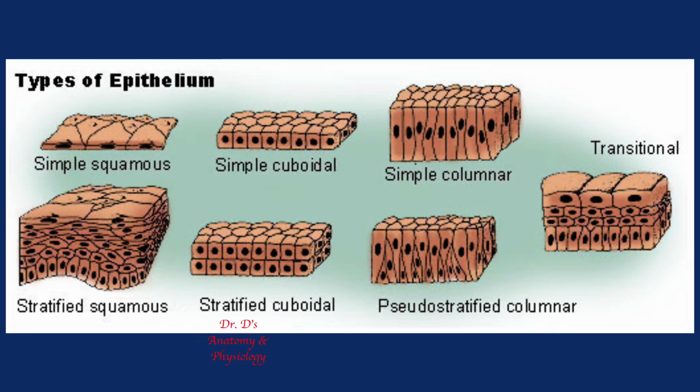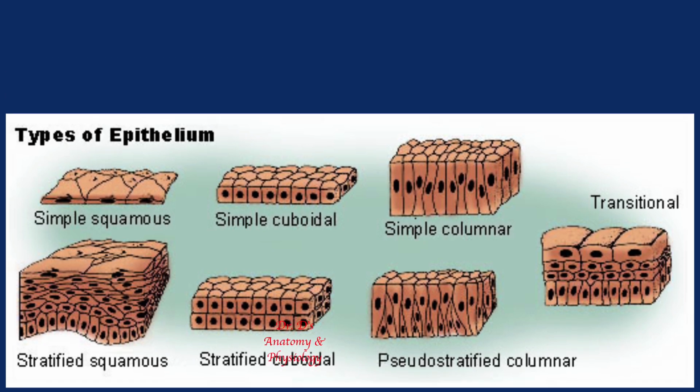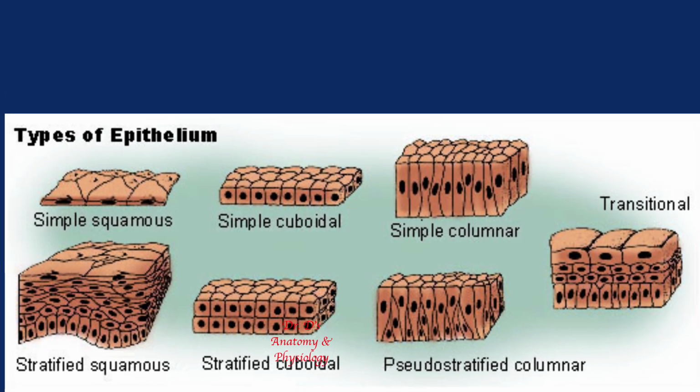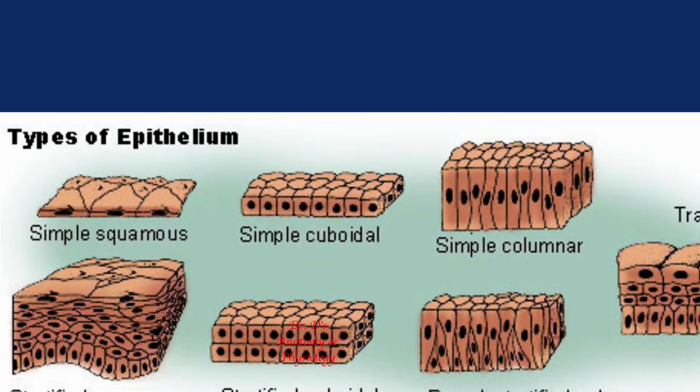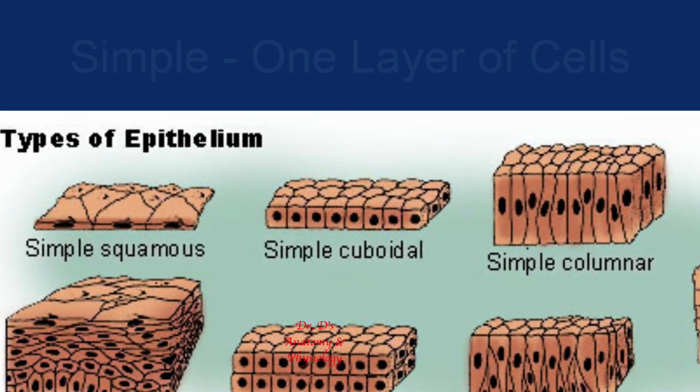2 basic characteristics create this grid of classification. First, the number of layers of cells that form the epithelium. For classification purposes, there are only 2 possibilities. Either there is only 1 layer of cells, or there is more than 1 layer of cells. If there is only 1 layer of cells, the epithelium is classified as simple.